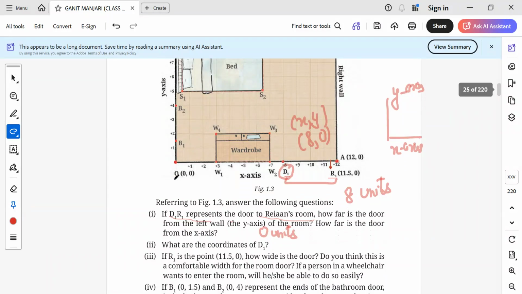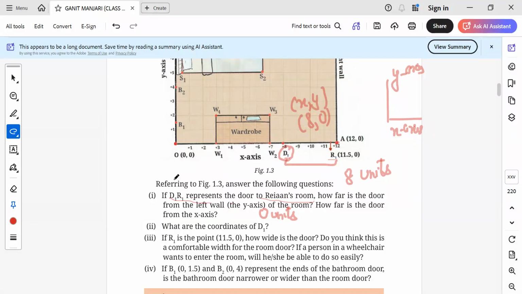Chalo, next question. If R1 is the point 11.5, 0, firstly I will just delete all this. I think these points are clear to you. Chalo, now we will move to this one. What is given? If R1 is the point 11.5, how wide is the door? So here it is given R1 11.5.